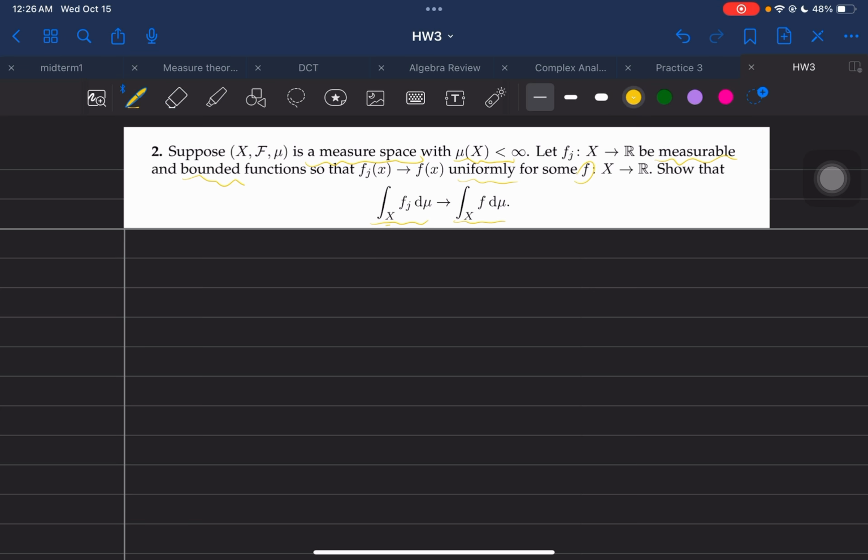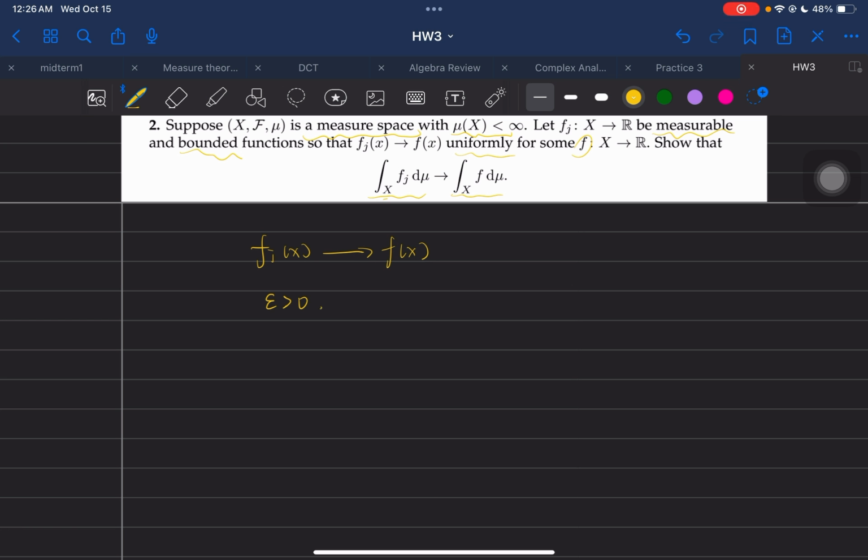So first, let's recall the definition of uniform convergence. If fj of x converges to f of x uniformly, then for a given epsilon greater than 0, we can find some n such that when j is greater than or equal to n, the absolute value, or the distance, of fj and f would be smaller than epsilon.